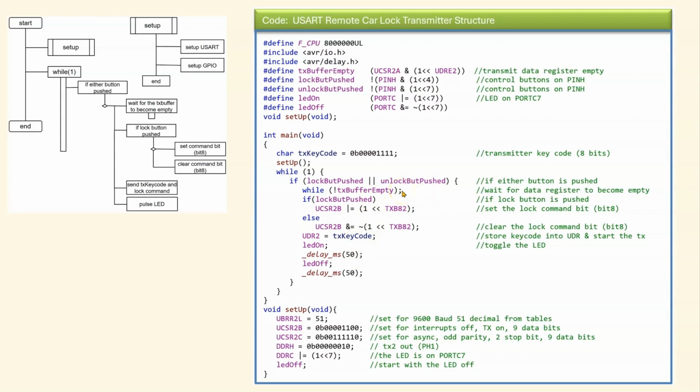We wait for the transmit buffer to become empty. If the lock button was pushed, we set bit 8, else we clear bit 8. And then we load the key code into the data register. This will then start the transmission. Then we have the LED on, LED off. And we will repeat the while 1, and that will keep on transmitting while those buttons are pushed.